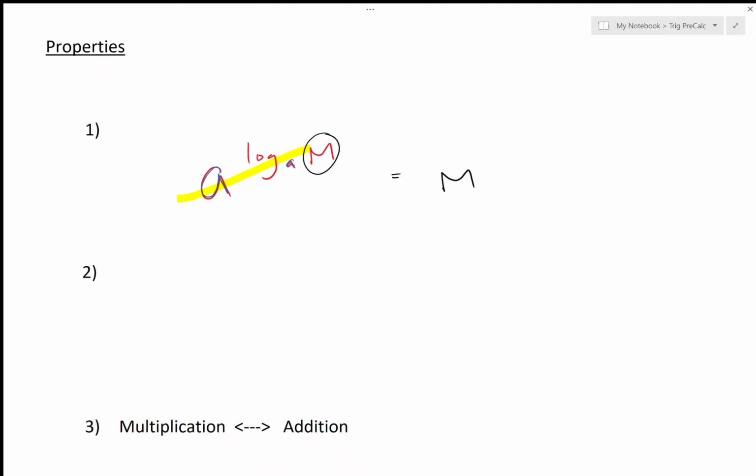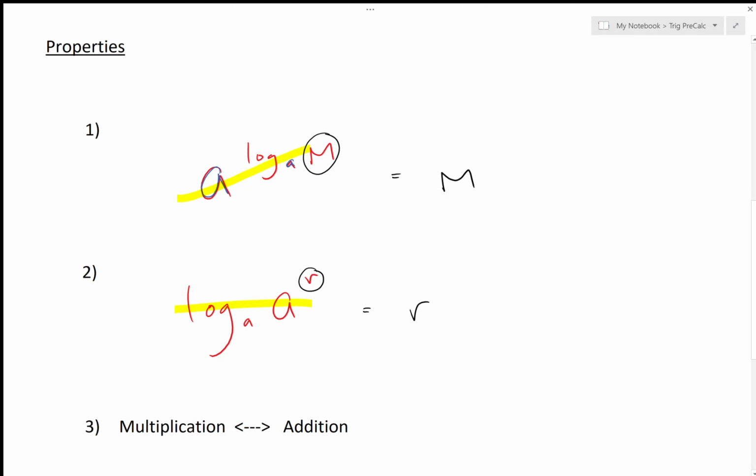Another one, if we took log base A, and then we have an A here to the R, again, this log and this A cancel each other out, and the only thing that's left would be the letter R.